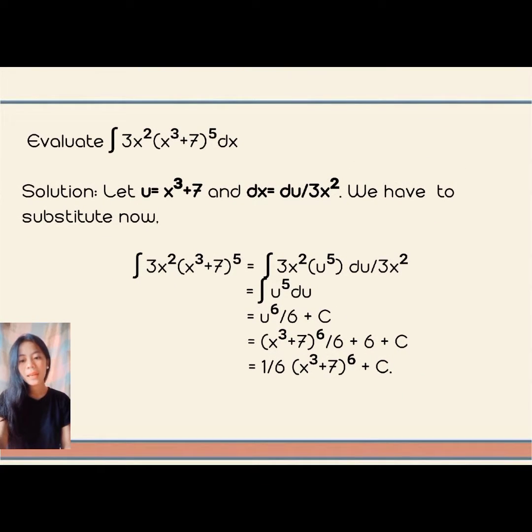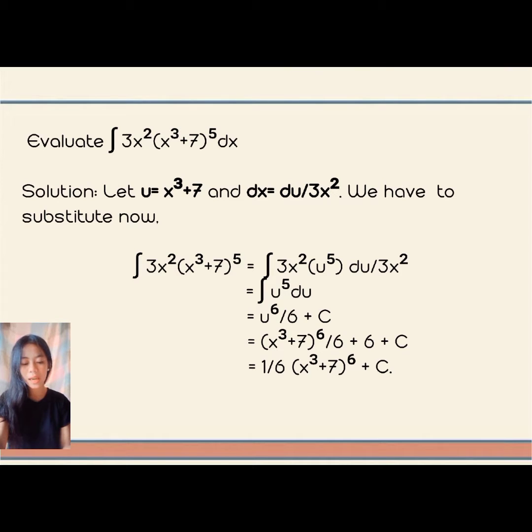So for example, given the integral of 3x squared multiplied to the quantity of x cubed plus 7 raised to 5 dx. So in this example, we have x cubed plus 7 raised to a certain exponent. Therefore, the value of u is equal to x cubed plus 7, then du, that is the derivative of x cubed plus 7, that is 3x squared dx. So let us divide both sides by 3x squared, then dx will be du over 3x squared.